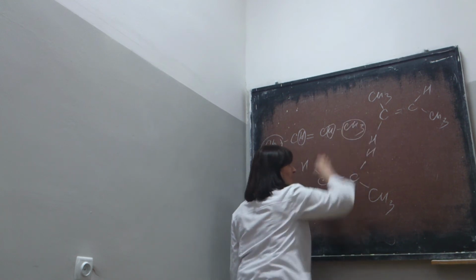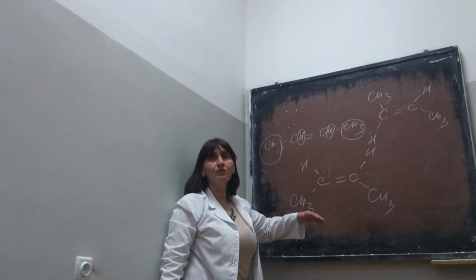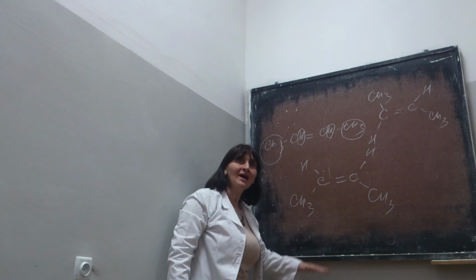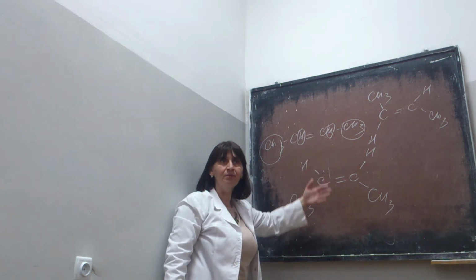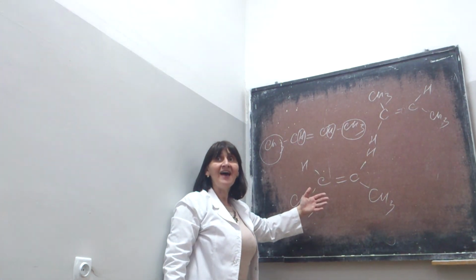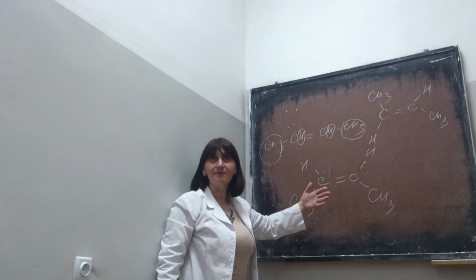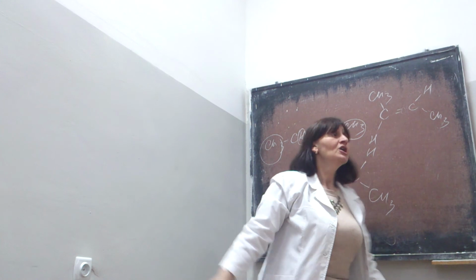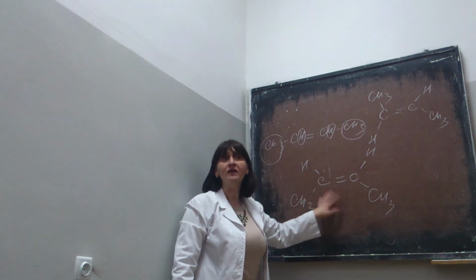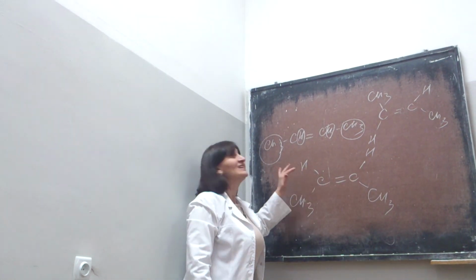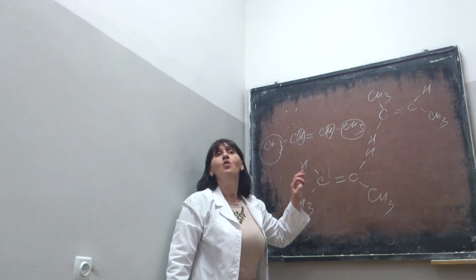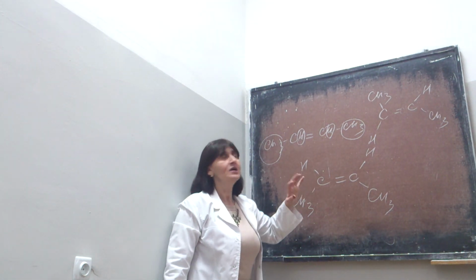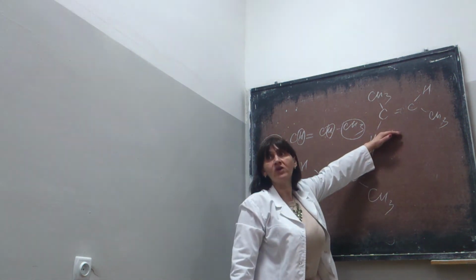Now remember, if the same groups are on one side of the plane of the double bond, you have cis isomers. If they are on the opposite side, you have trans. So the full name of this structure is cis-but-2-ene, and the name of this one is trans-but-2-ene, or 2E.